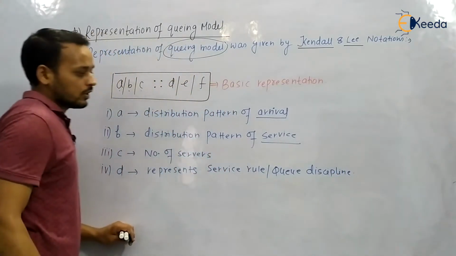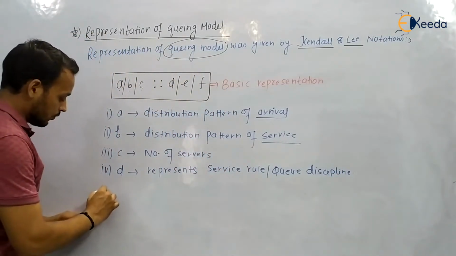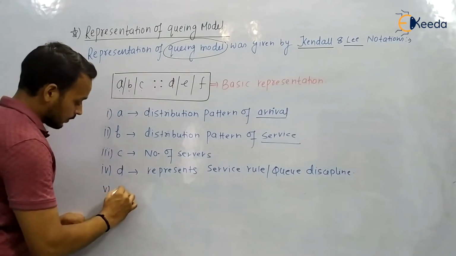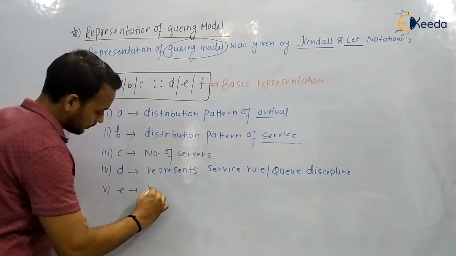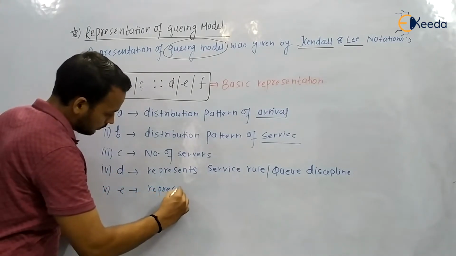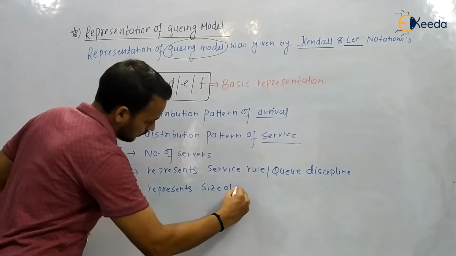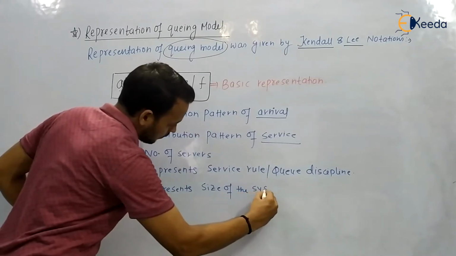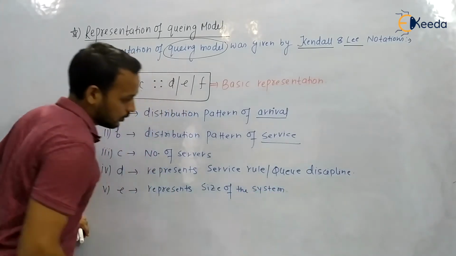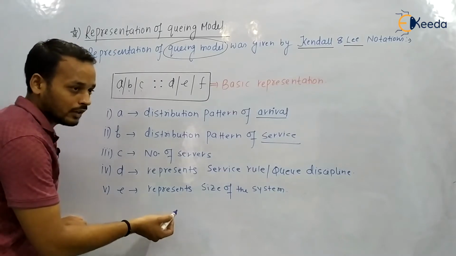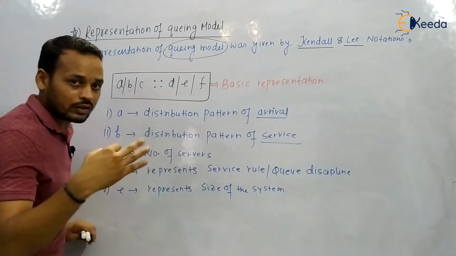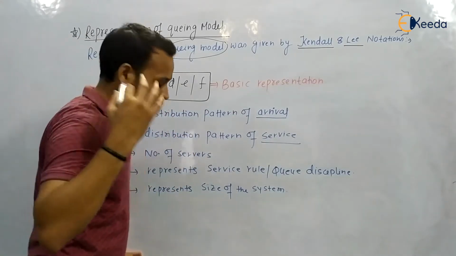Okay, it is also known as queue discipline. This fifth one is E. So E represents the size of the system. It can be finite or it can be infinite. Okay, finite queue length or infinite queue length.